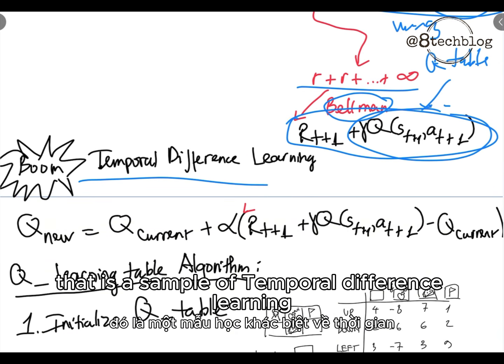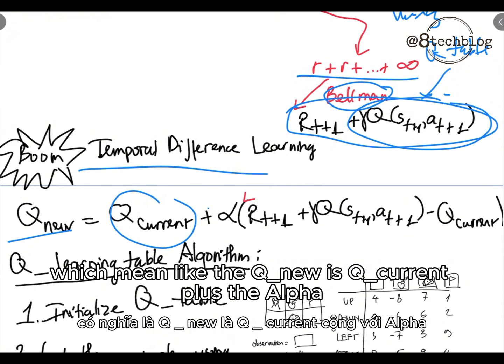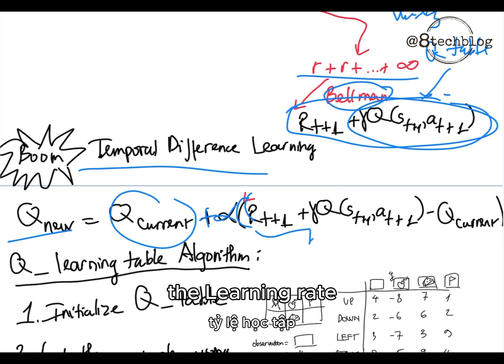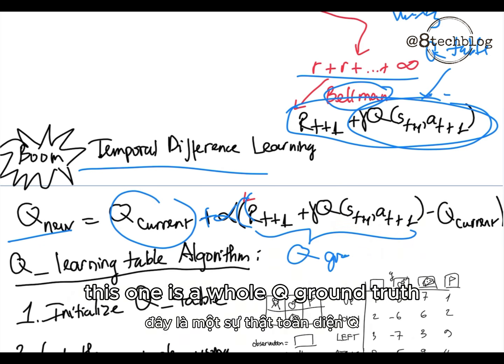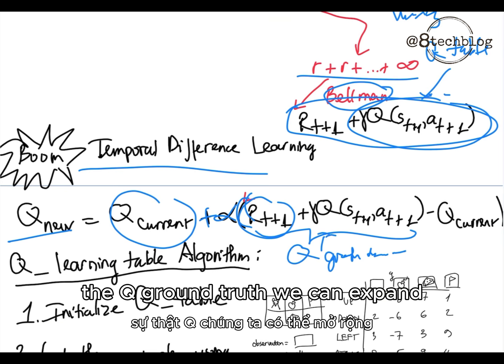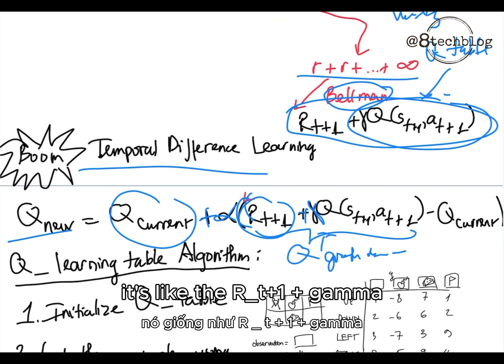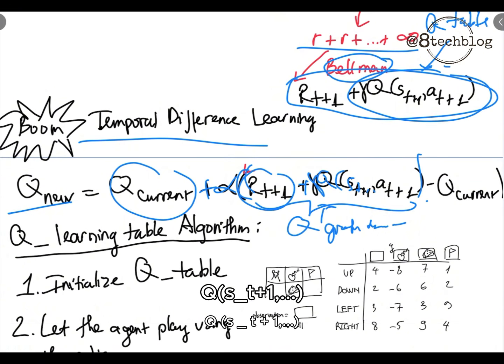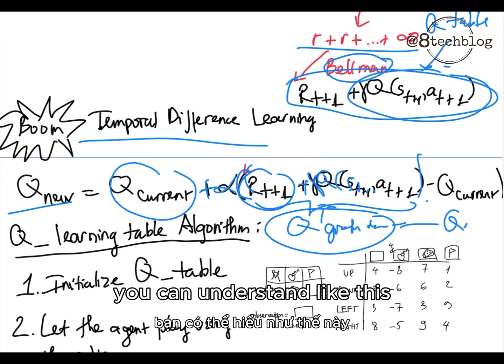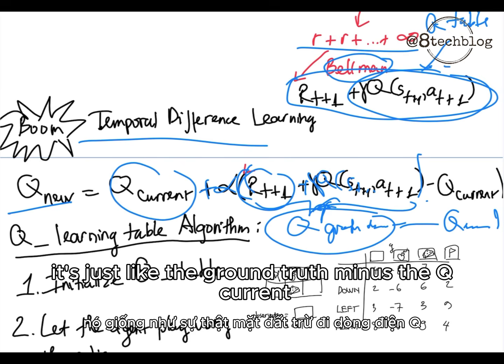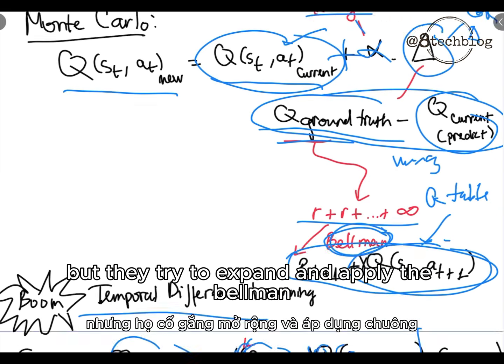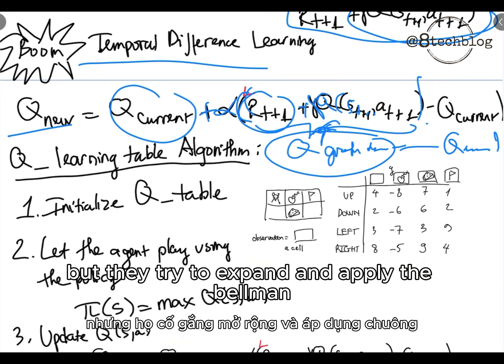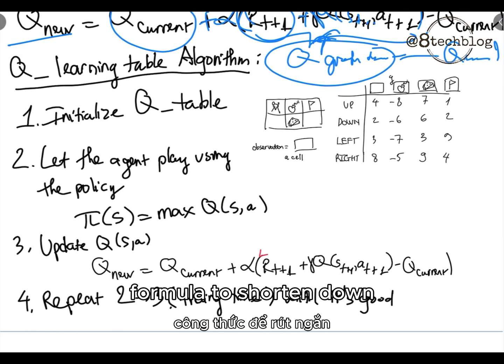So boom, that is sample difference learning, which means Q new is Q current plus alpha, the learning rate, times the whole Q return. The Q return, we can expand it like R(t+1) plus gamma Q(S(t+1)), and so on. You can understand it like this: it's just like the return minus the Q current. It's just like that, but they try to expand it and apply the Bellman formula to shorten it.